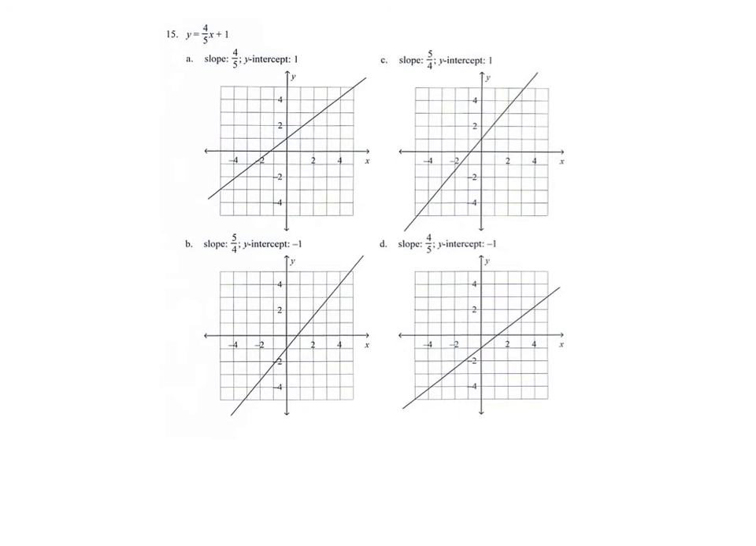Next slide. Again, we're using y equals mx plus b. And m is the number in front of x, so that's going to be the 4 over 5. And so m is 4 over 5.